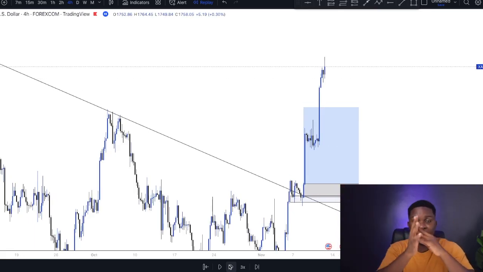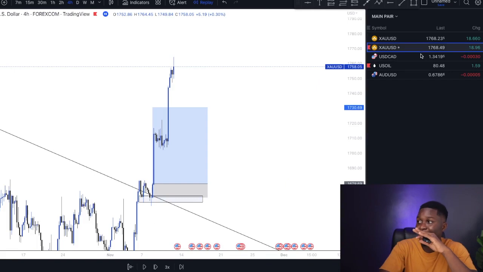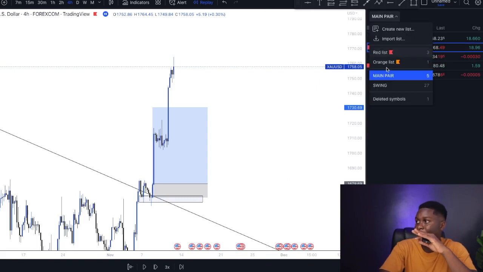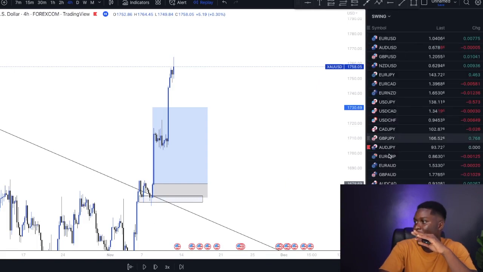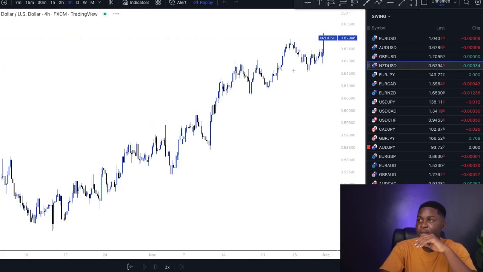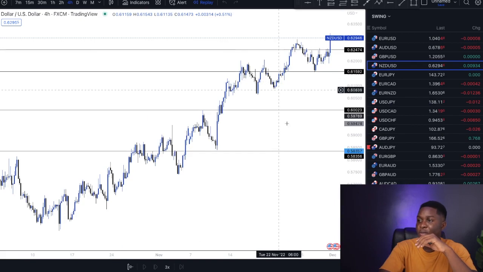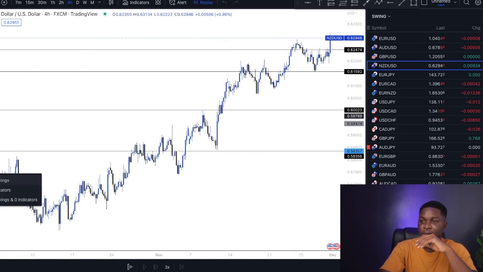Now, if you do backtest this particular strategy, you realize that it works a lot, especially even with the JPY pairs, right? Now, let me give you guys a clear example of what I mean. So let's say we go to a pair like NZD-USD, right? Let me clear everything that is on here.